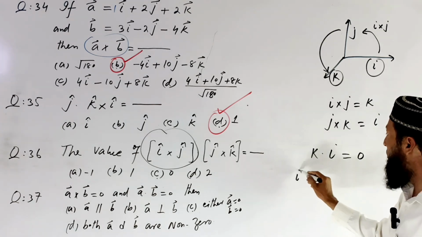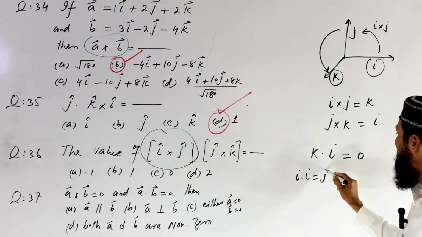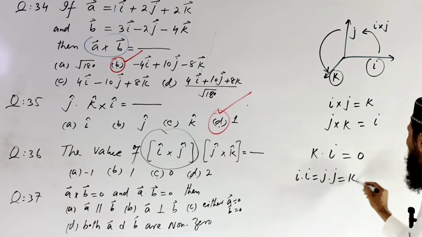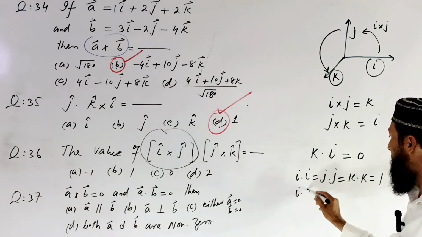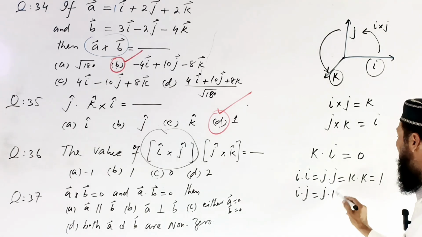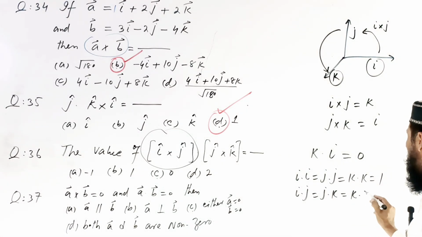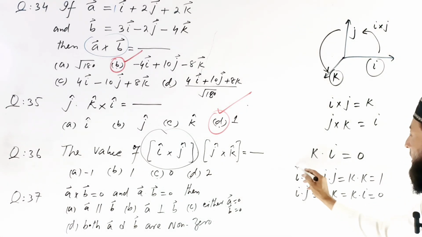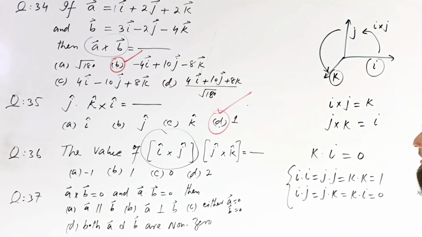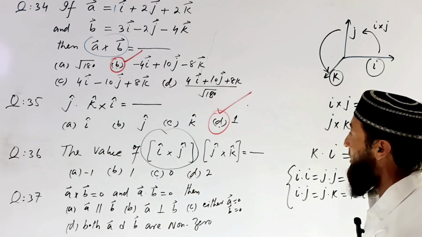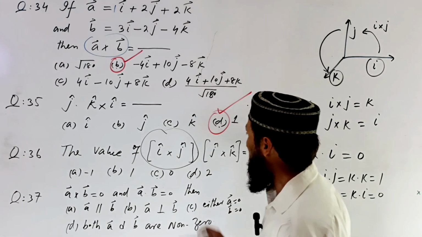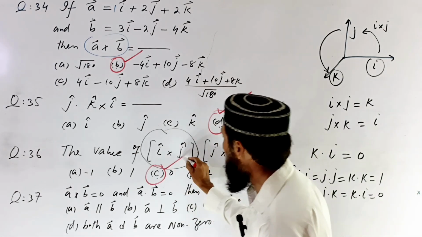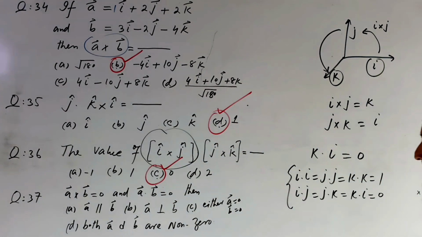So we know the formula: i dot i, j dot j, and k dot k are equal to 1, but i dot j, j dot k, and k dot i are 0. These are the properties of the dot products we are using here. So the result is 0, and option C is the correct answer.